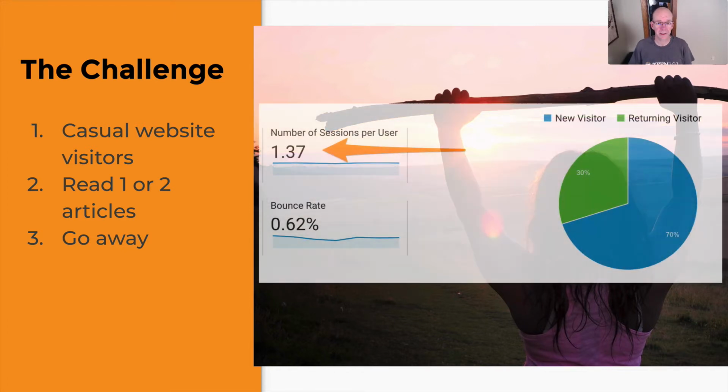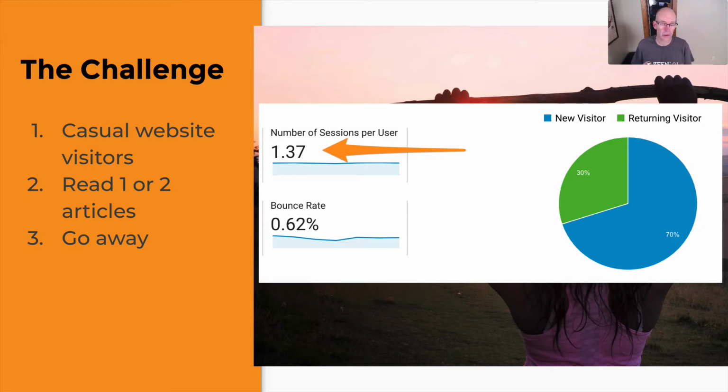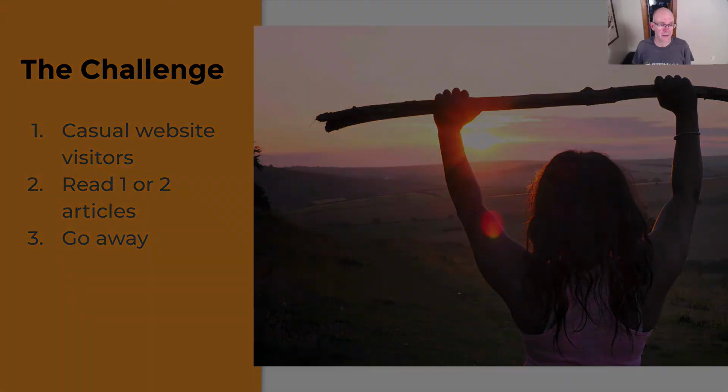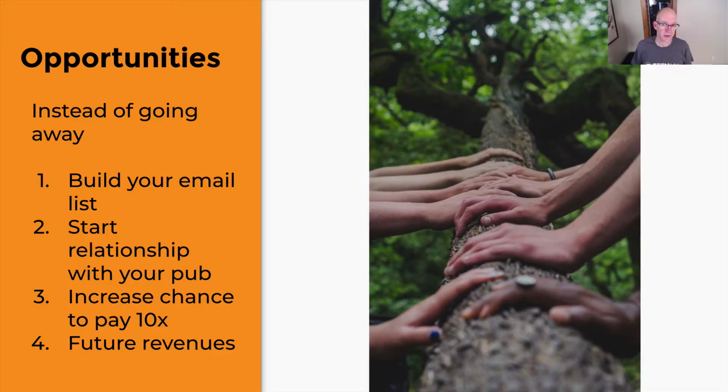What your Google Analytics will tell you is that a visitor hits your website and reads maybe one or two articles and then disappears. Will they come back? Maybe. Are they sticky to your website? Are they naturally coming back? No. Generally, you have to promote hard to get them back, and that's time and money. So going away is really not a great outcome for that visit. So what are the opportunities here?